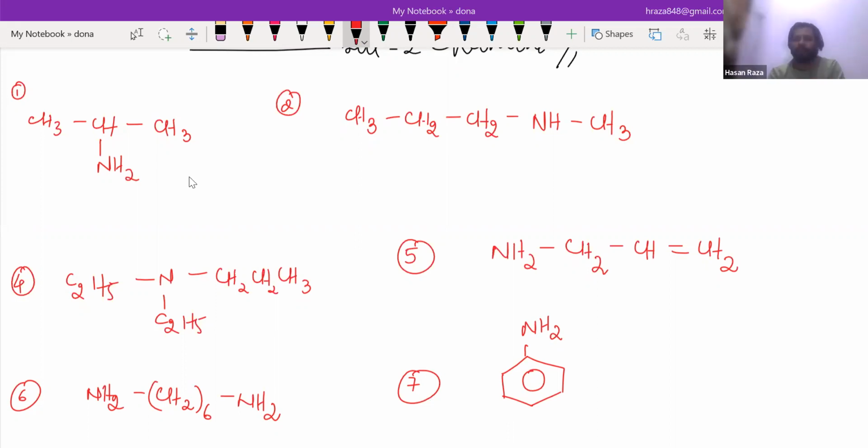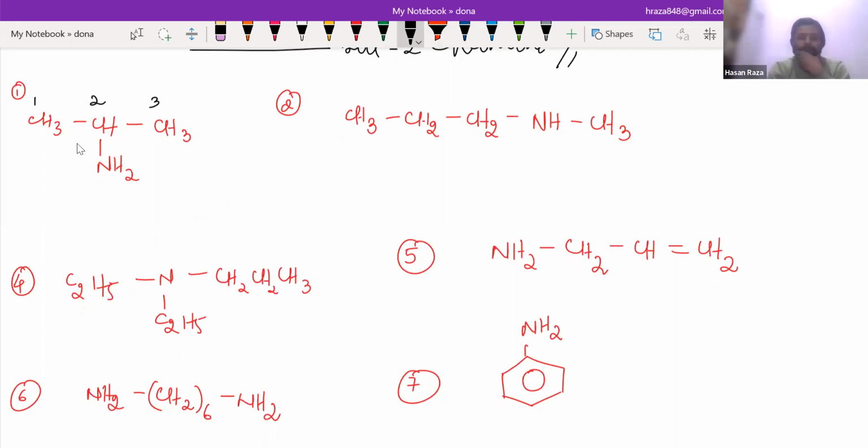Is this primary, secondary, or tertiary? What do you think? This is primary. Now you need to number it. You cannot number from here because you are jumping in between the carbons. So you just need to number it 1, 2, 3. Yes or no? Yes, sir.